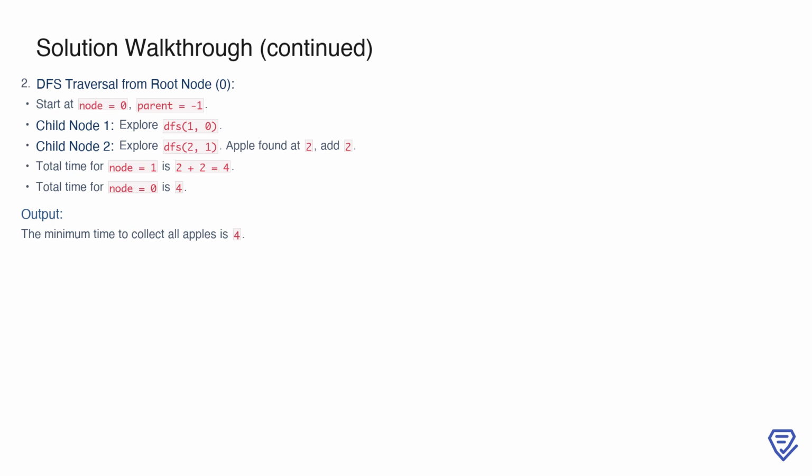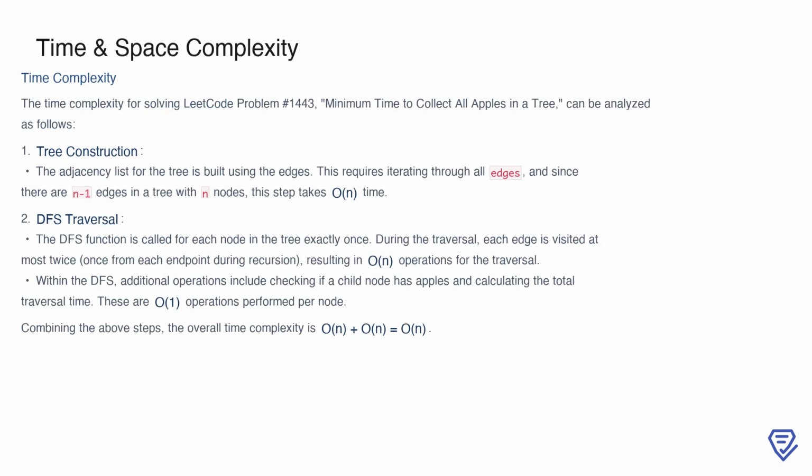Since node 2 contains an apple, we add 2 to the total time for the round trip. Returning to node 1, we include the time for node 2, resulting in a total of 4 for node 1. This value is then passed back to the root node. At node 0, the total time to collect all apples is 4. Despite the small size of the tree, the result reflects the need to traverse and return from every node containing an apple.